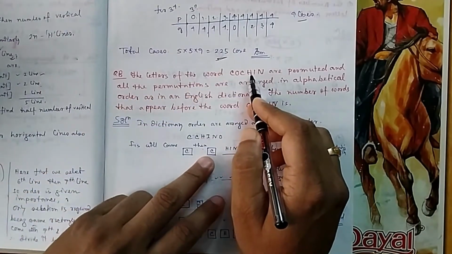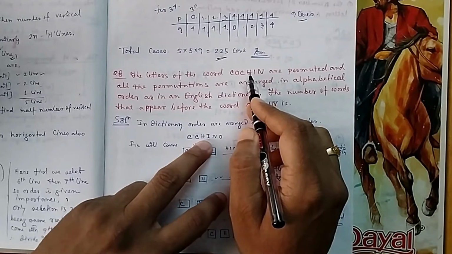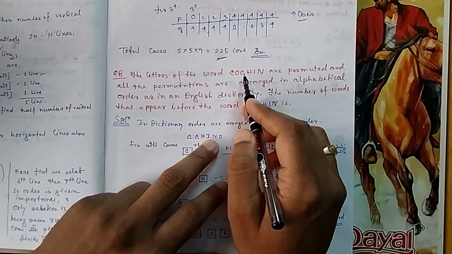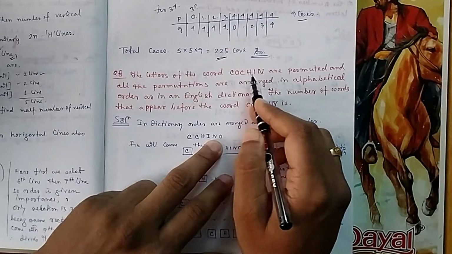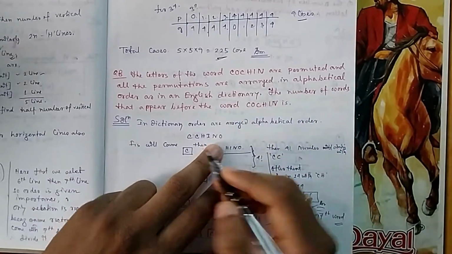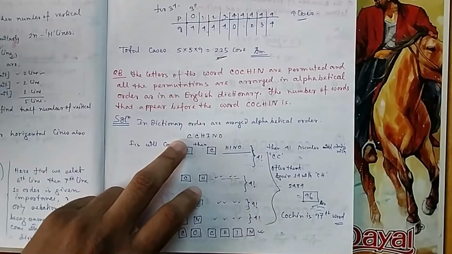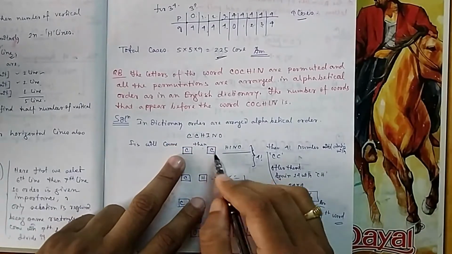What is the first alphabet that comes? That is H. Next I, N, O. What is the first? Then I. Next I, N, O. Which one is the first? N. O is the last. So the first word will be this one, if we are arranging this way. So let me see in how many ways I can arrange this.